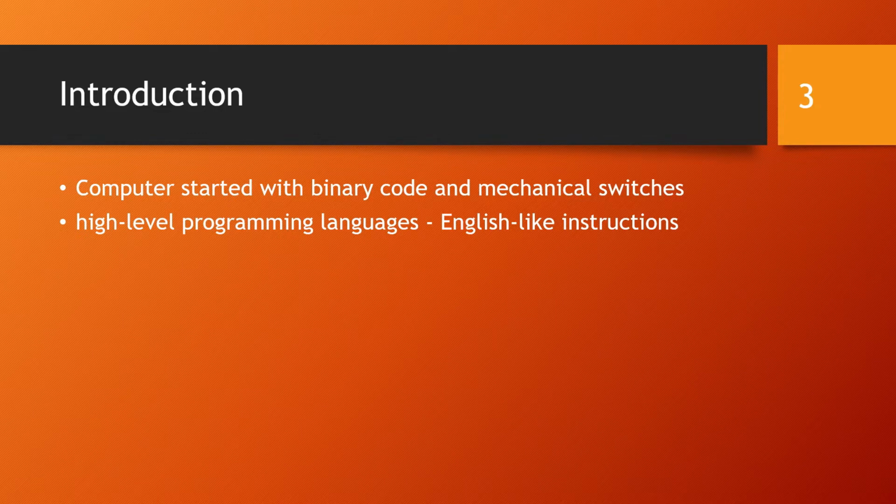Computer programming started with binary code, and mechanical switches were used to load the programs. It's easy to assume that programmers' life was very challenging in those days. To make programmers' lives easy, some high-level programming languages were developed, and in those languages, some simple English-like instructions were used. But you should not forget the fact that a computer can understand instructions only in a binary language. So the compiler's primary job was to translate these English-like instructions into binaries, and eventually these high-level languages gained in popularity.